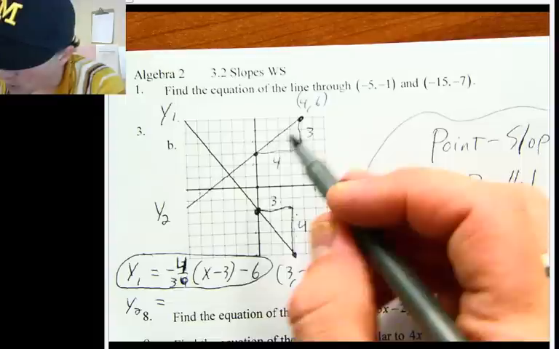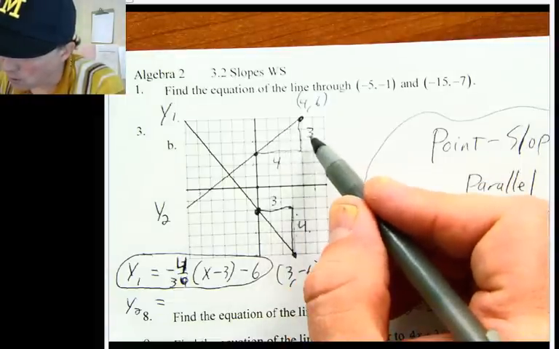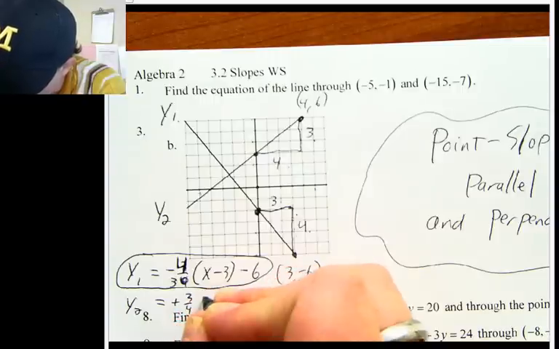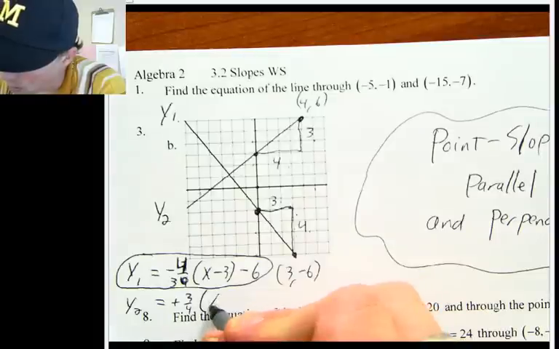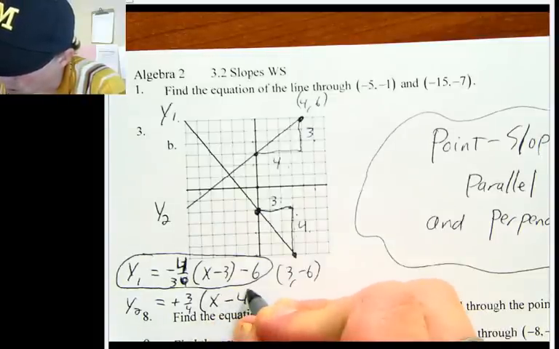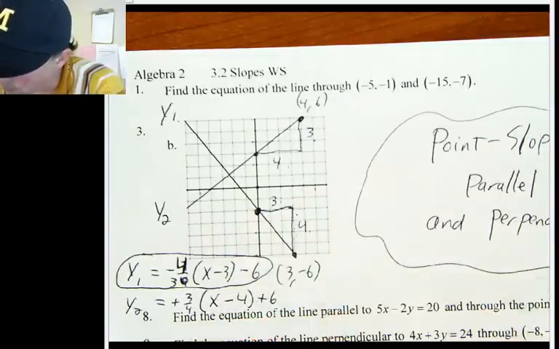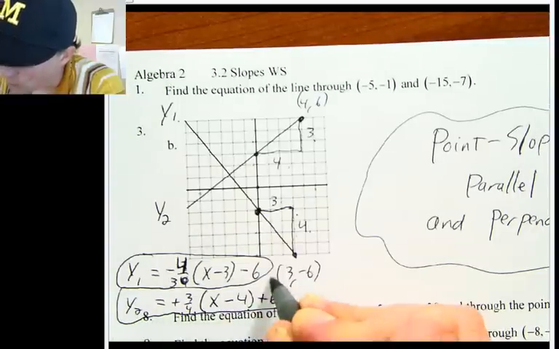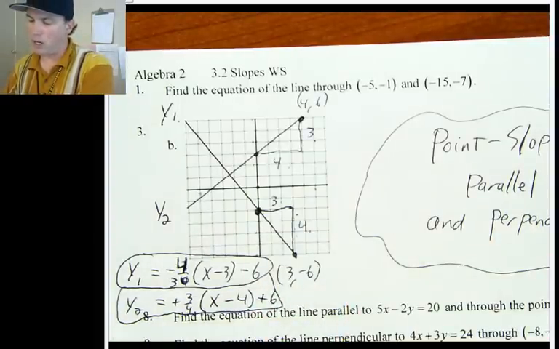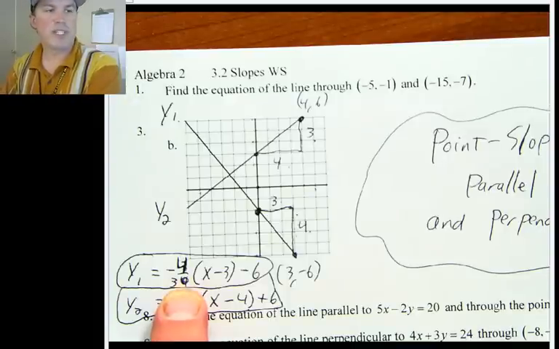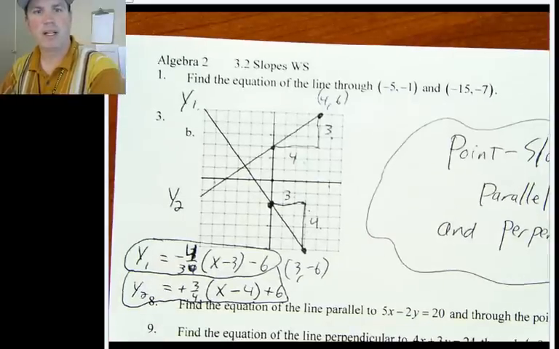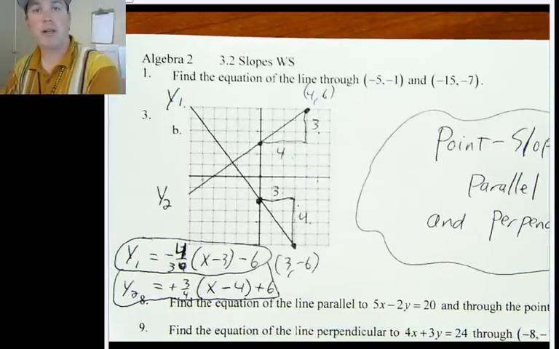Back to the problem. If I look at this other graph, rise of 3, a run of 4, so it's +3/4. And then if I plug this point in there, it would be x minus 4 plus 6. And those would be the equations of these two lines. And if we talked about what we talked about yesterday, I have one slope is -4/3. Another slope is +3/4. Those are negative reciprocals.